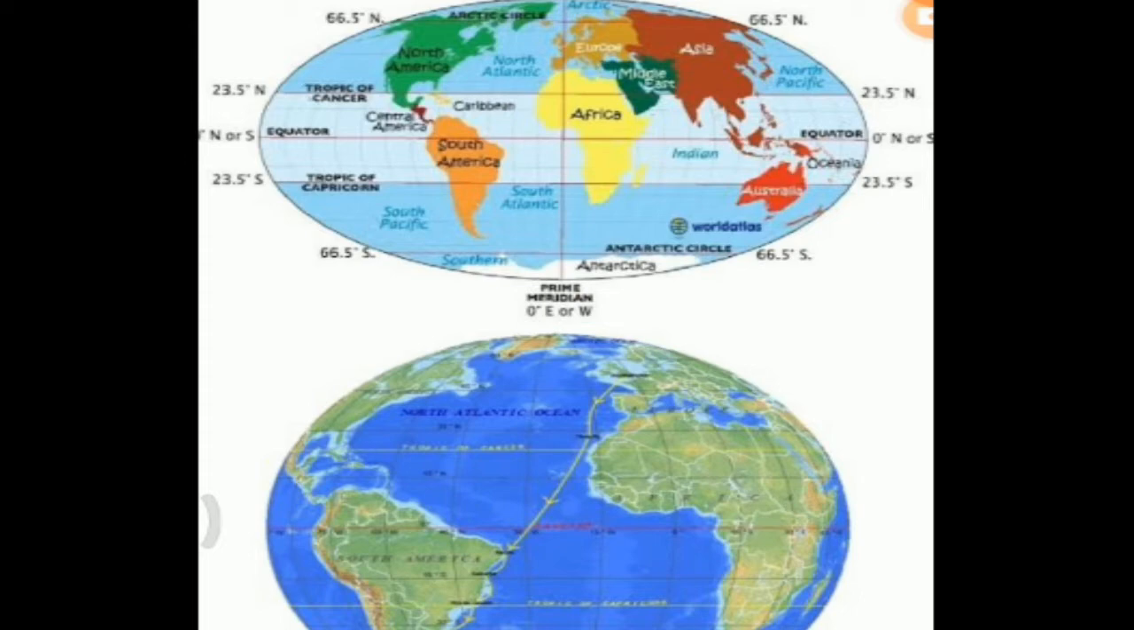Now see the first one, the Tropic of Cancer. See where our India is located. See this picture. This Tropic of Cancer divides India into two halves. The equator divides world countries into two halves.